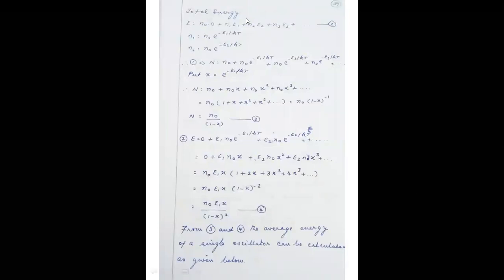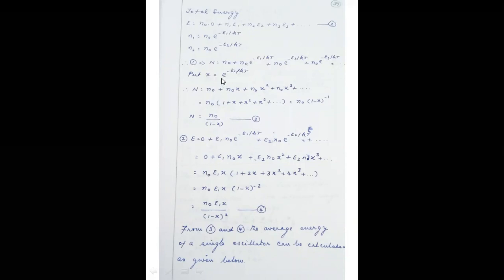Total energy is N0 into 0, N1 into E1, N2 into E2, N3 into E3, and so on. And according to statistical methods, N1 is equal to N0 e to the power minus E1 by kT. So what is N2? N2 is N0 e to the power of minus E2 by kT. So total N can be written as N0 plus N0 e power minus E1 by kT plus N0 e power minus E2 by kT plus N0 e power minus E3 by kT.